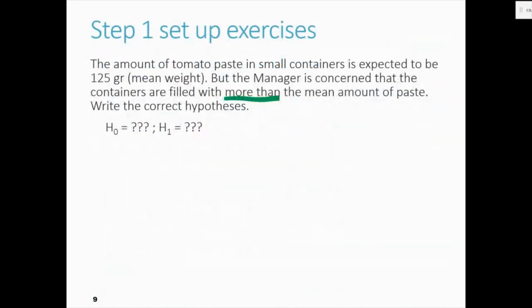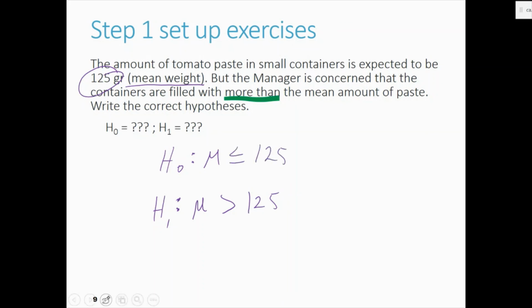Okay, so let's check this one out. So we're talking about the mean weight. The mean weight more than 125 grams, which means that this is less than and equal to 125 grams. Again, your equal sign will always be part of H0.